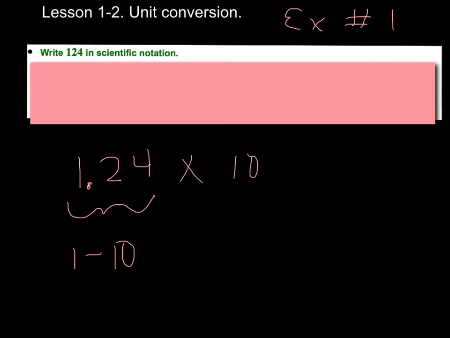Now the only other question is, well, what power? Well, 1.24 times 10 to some power, that power happens to be a 2. Why is it a 2? Well, the decimal point was here, and it was moved 2 places to the left, so the answer is 1.24 times 10 to the second power.